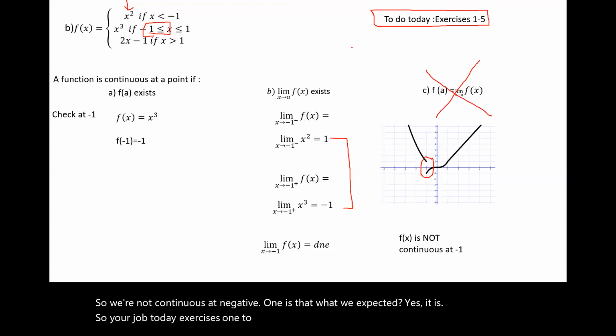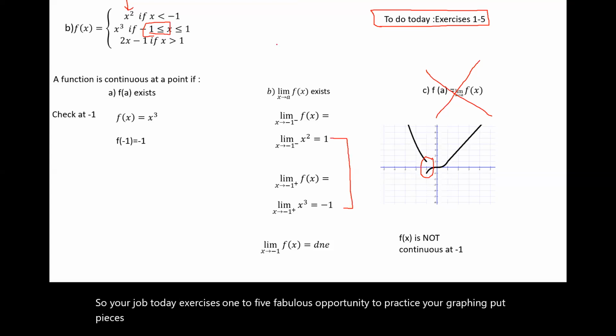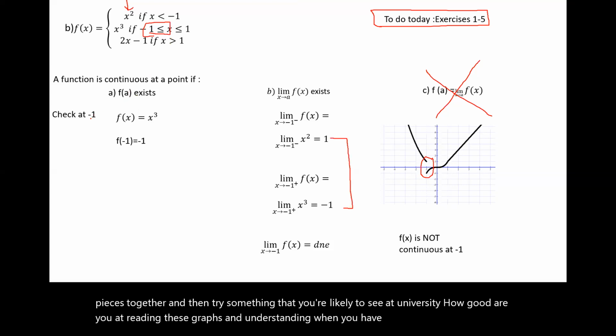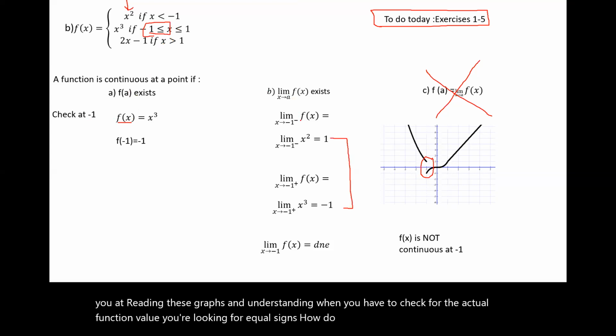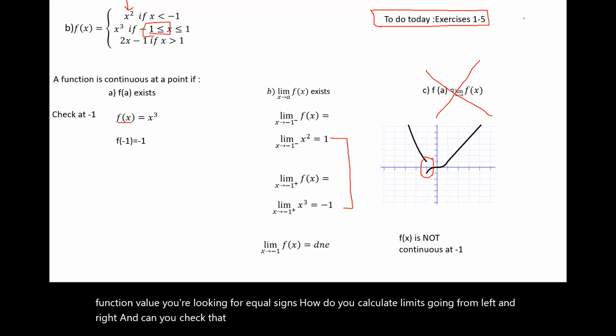Fabulous opportunity to practice your graphing, put pieces together, and then try something that you're likely to see at university. How good are you at reading these graphs and understanding when you have to check for the actual function value? You're looking for equal signs. How do you calculate limits going from left and right? And can you check that the two are equal to each other? This is going to be a terrific exercise for you. Have fun.